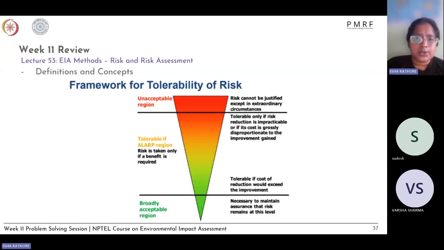We also looked up at the framework for tolerability of risks. Down below we have the broadly acceptable region. If your risks from any sort of development fall in this region, it's broadly acceptable. Whereas this is the tolerable region, where risk is taken only if a benefit is required. And this is the unacceptable region, that is, no amount of risk can be justified in this region, except in extraordinary circumstances. So this is the hierarchy.